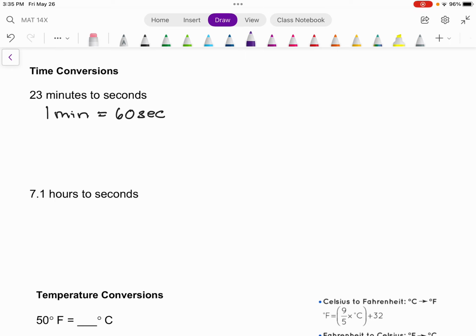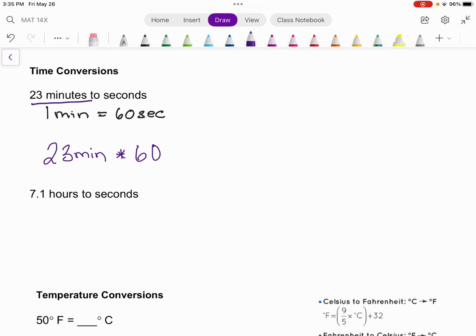Well, here we're told we have 23 minutes. So in each one of those 23 minutes, 60 seconds go by. So I'm going to take that 23 minutes and multiply it by 60 seconds, because within each of those ones, we have 60.